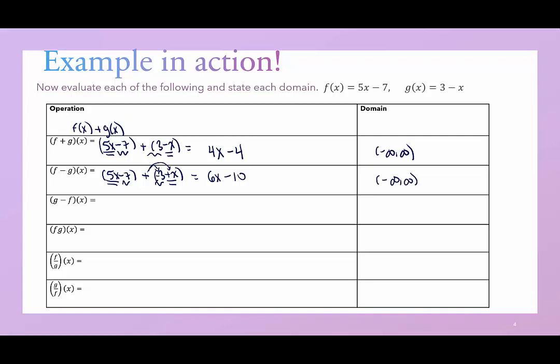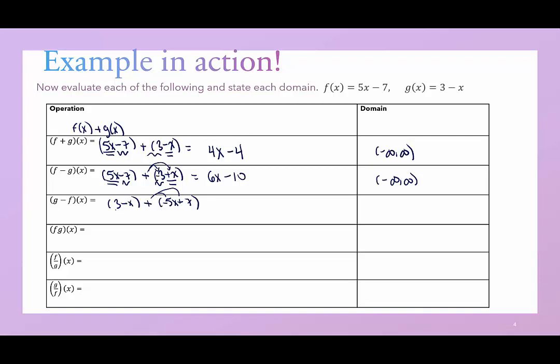Our second one, now we're going to take g of x, and we're going to subtract it by f of x. So g of x is 3 minus x minus 5x minus 7. And just like the first subtraction function or difference function, I want to distribute the subtraction sign. That becomes a minus, and this minus becomes a plus. Once I do that, I can rewrite that as plus.